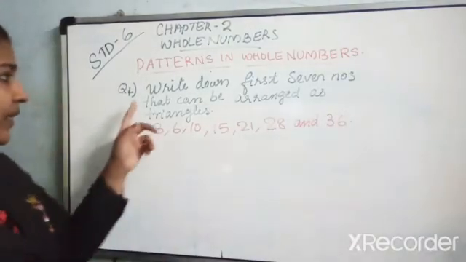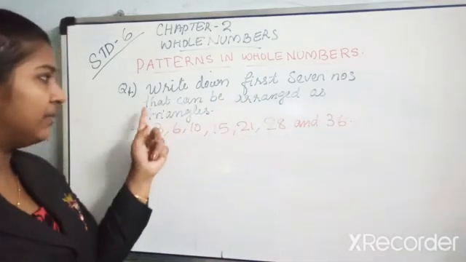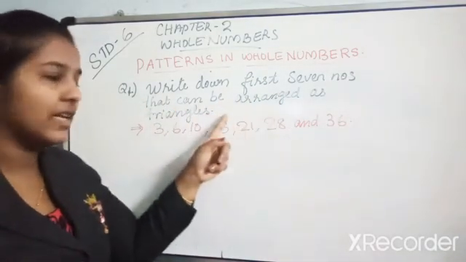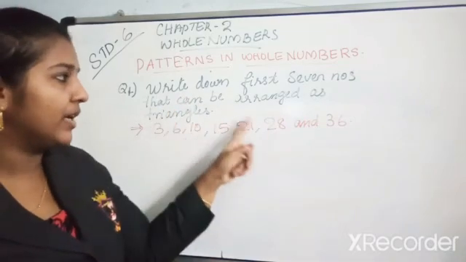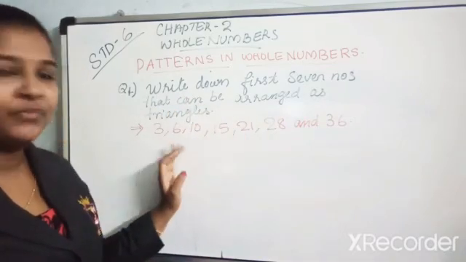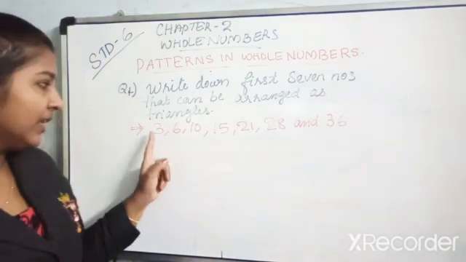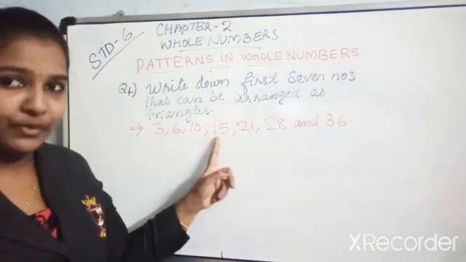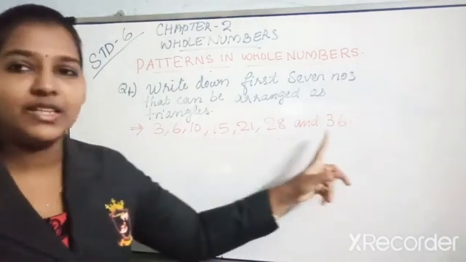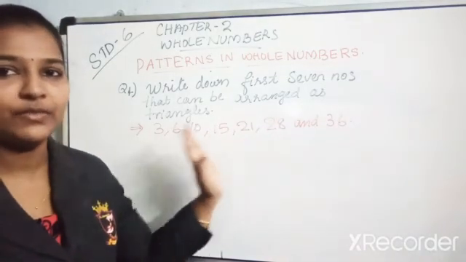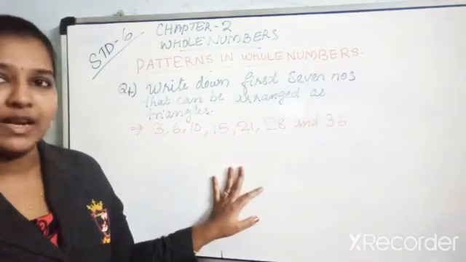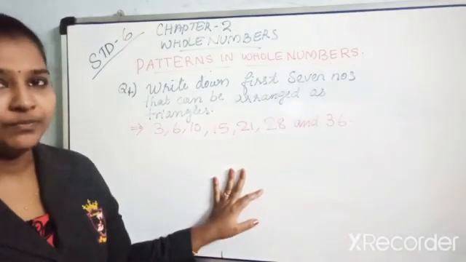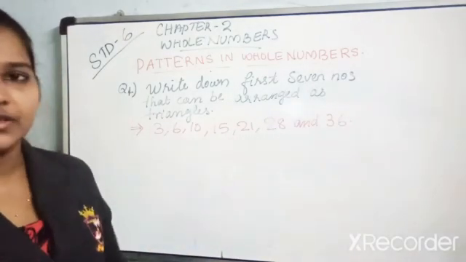Next question. Write down the first 7 numbers that can be arranged as triangles. So the numbers are 3, 6, 10, 15, 21, 28 and 36. These are the first 7 numbers we can arrange as a triangle. Okay, children? Alright.